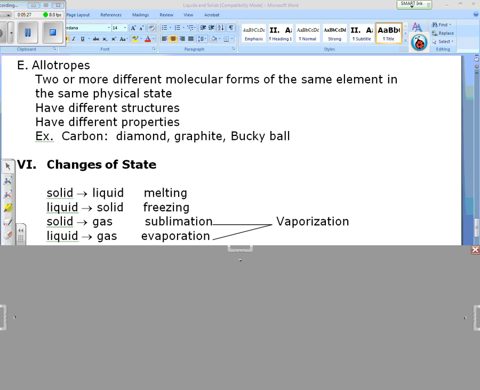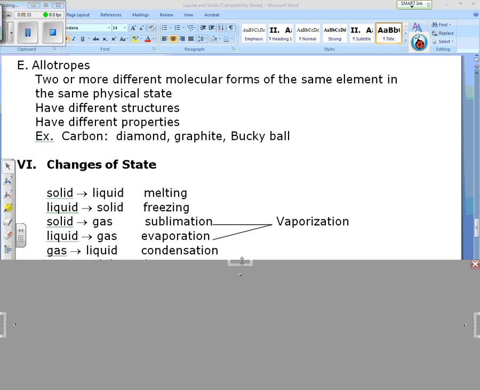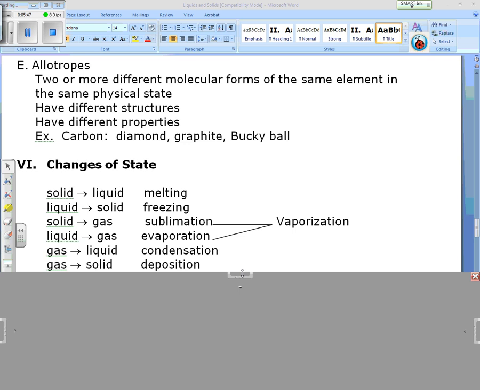The next one, gas to a liquid. Condensation, good. And then the last one is gas to a solid. This is the opposite of sublimation. And this, again, may not be one that you know, but I'm going to see. Okay. It is called deposition. Basically, the gas deposits a solid.